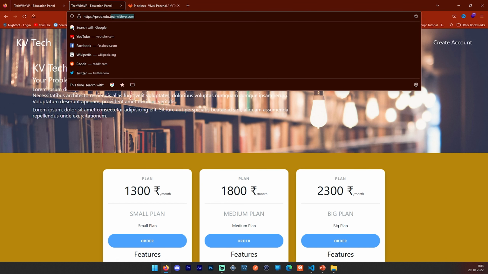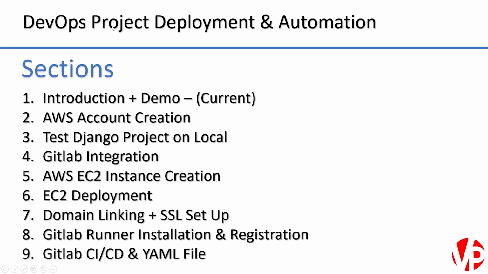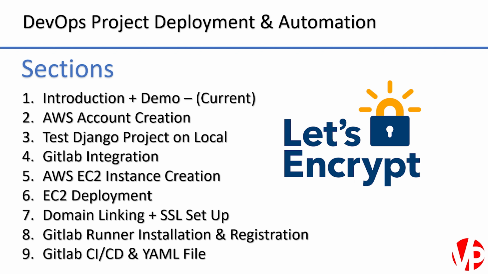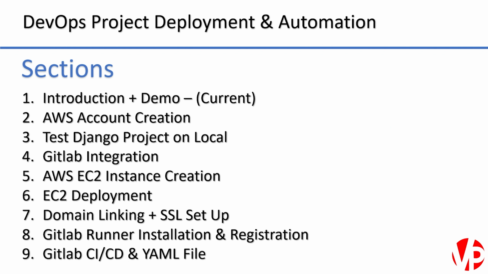which is techwithvp.com, which is my main domain. So I will show you how you can link this with your EC2 instance. I have my domain in Hostinger, so I will show you that also, and I will show you how you can use free services like Let's Encrypt to create and generate free SSLs for 3 months, and how you can continue after 3 months. I will show you all these things in this video.